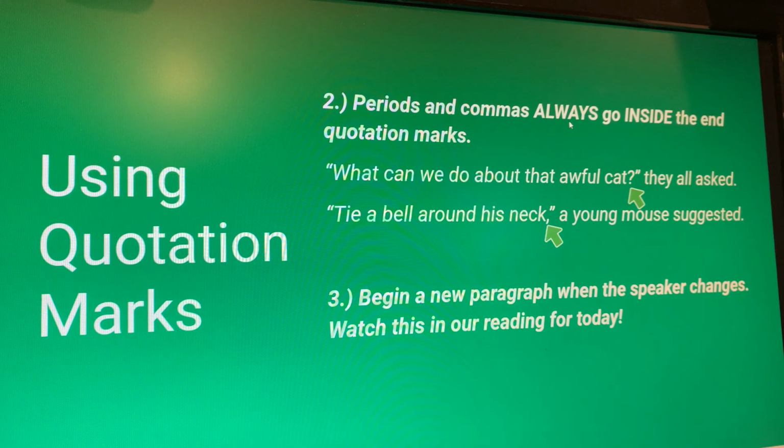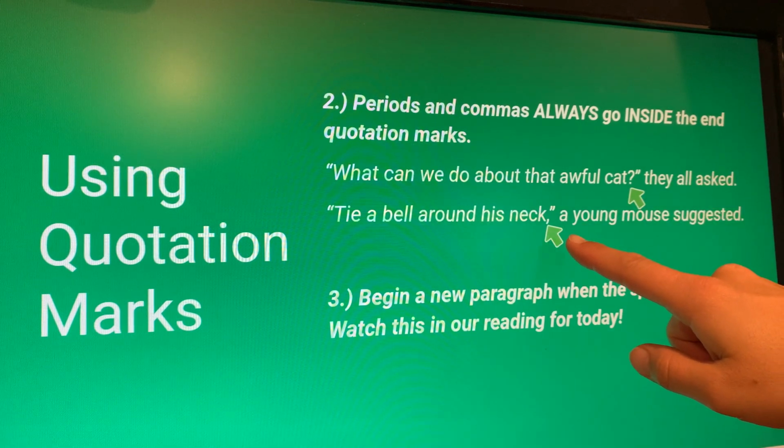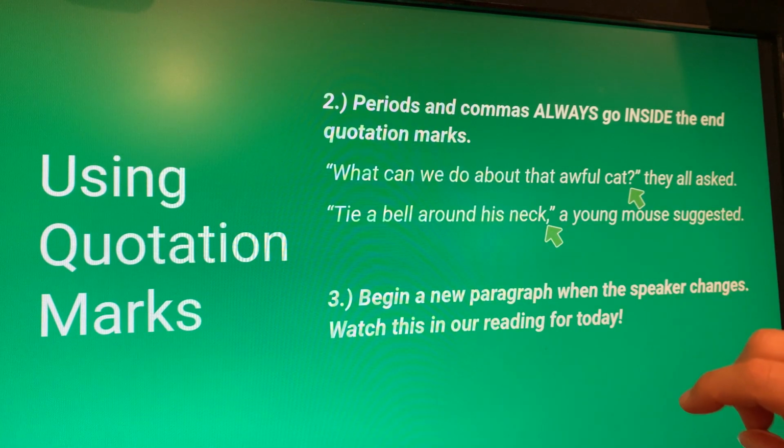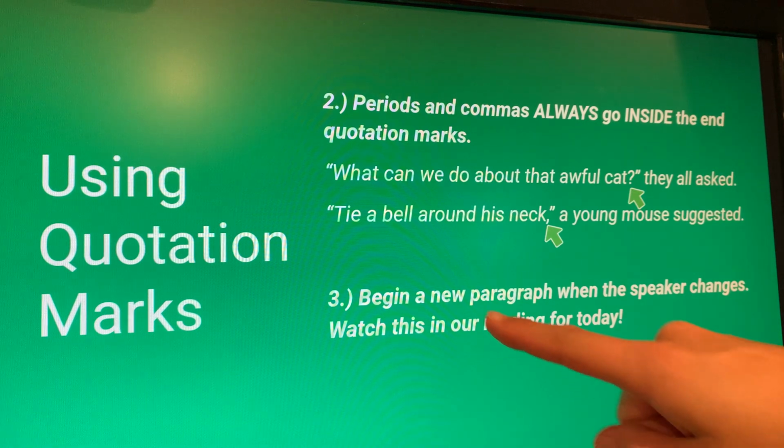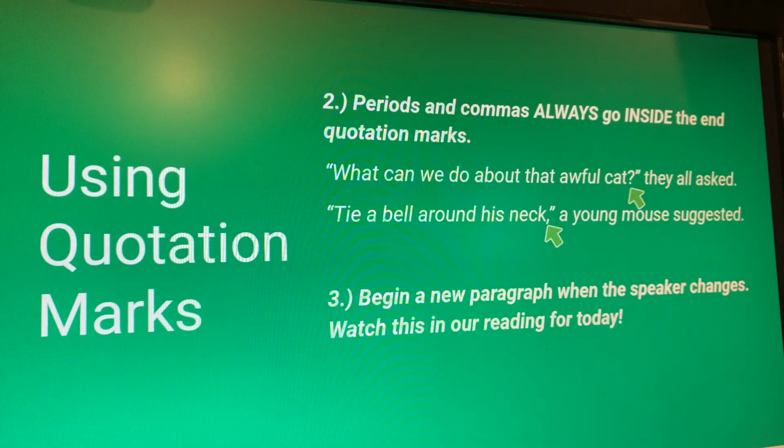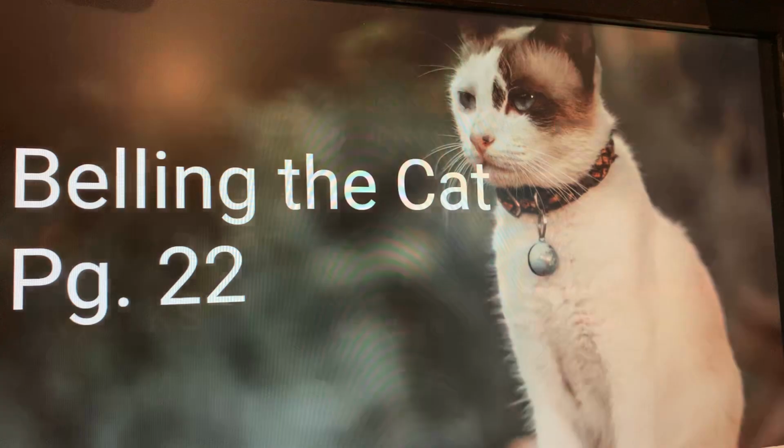Periods and commas always go inside the end quotation marks. And you can see here, it's pointed out for you with arrows. What can we do about the awful cat? You've got your question mark right on the inside. Tie a bell around his neck. You've got your comma on the inside. And number 3, begin a new paragraph when the speaker changes. And we'll watch this in our reading for today.